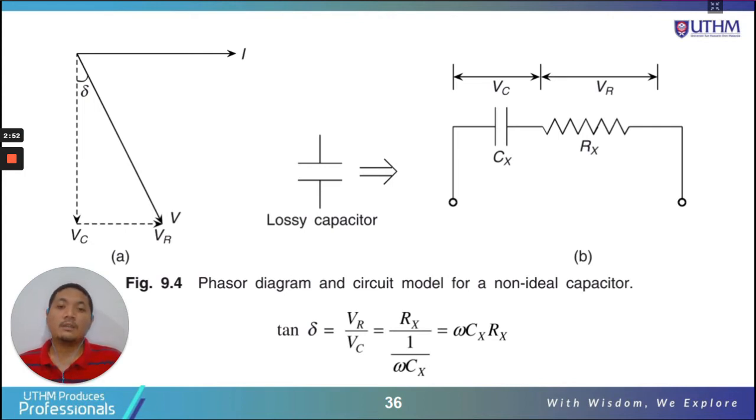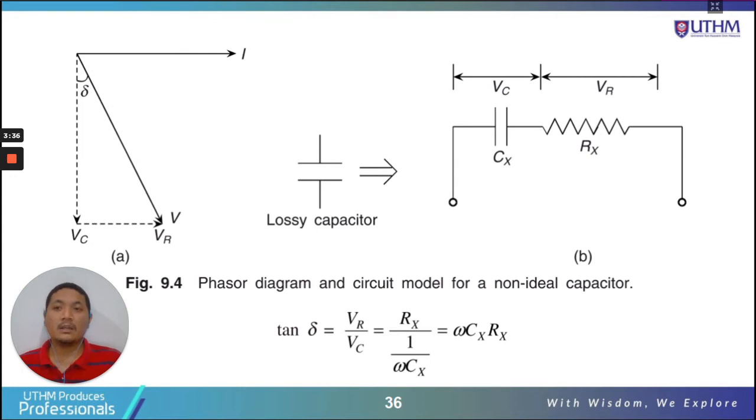So if the insulation is represented in RC series, we have to analyze the phasor diagram using this arrangement. Current is now fixed, voltage is now changing from VC to here if there is a loss in the insulation. So VC plus VR is the total voltage.